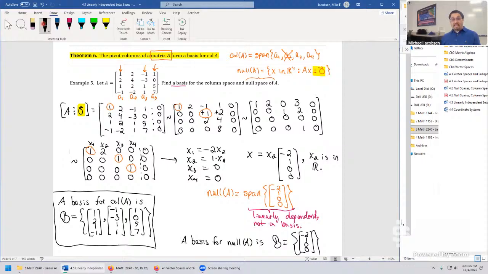That vector is automatically linearly independent, because if you have exactly one vector and it's not the zero vector, you know by inspection it's linearly independent. That vector also spans the null space. That's what we wrote over here. So this is the basis vector right here.